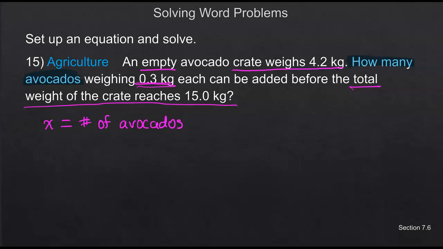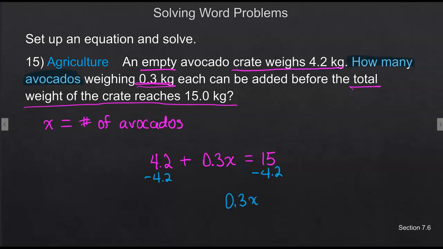Now it says the empty crate weighs 4.2. Each of the avocados is 0.3 kilograms. So we're going to say 4.2 plus the weight of the avocados. Well, the weight of the avocados is going to be 3/10 x, right? So every avocado weighs 3/10 of a kilogram, and we're going to multiply that times the x. Our total is 15. And then we solve. So setting it up is always the most difficult part of these. If we can get the equation written, then the rest of it's not so bad.